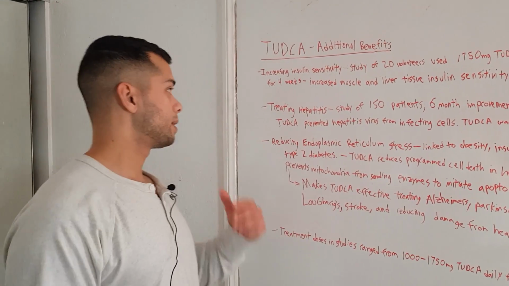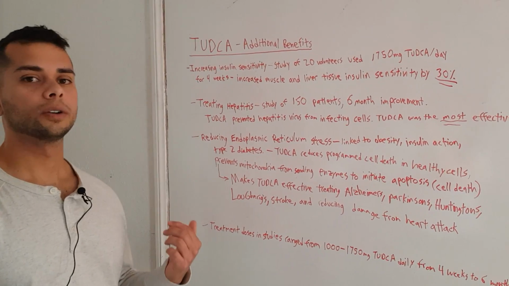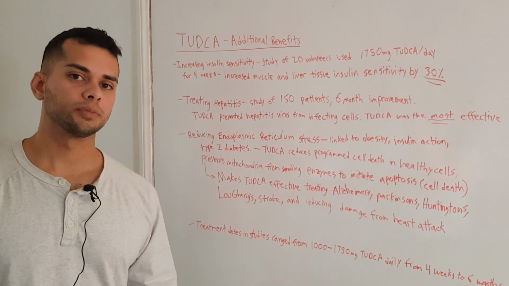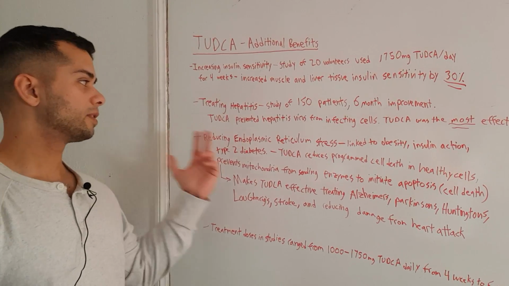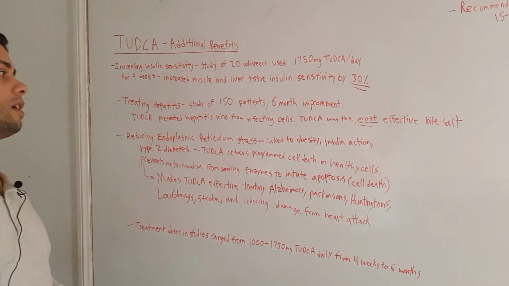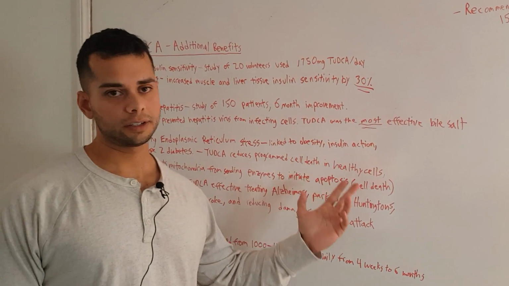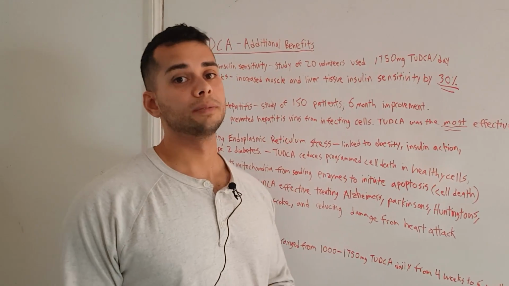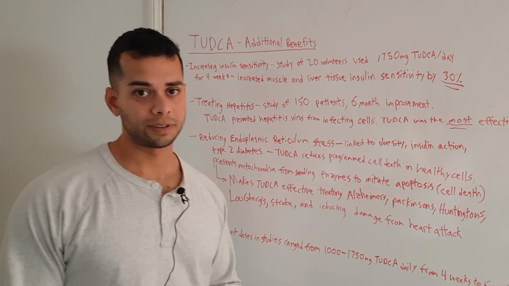So also for hepatitis treatment, there was a study of 150 patients which all noticed a progressive 6-month improvement with daily use of TUDCA. TUDCA prevented the hepatitis B and D viruses from infecting cells. Now they tried this treatment with other bile salts. It turns out TUDCA was the most effective bile salt at preventing the virus from infecting cells.